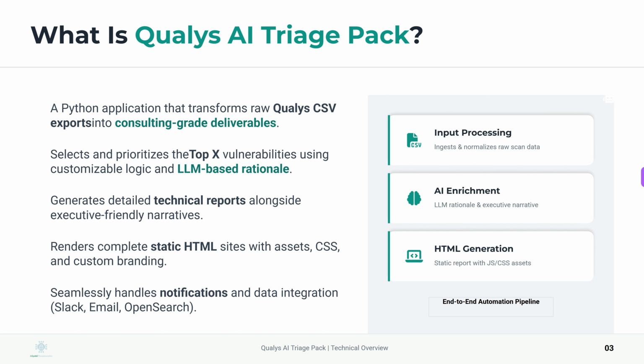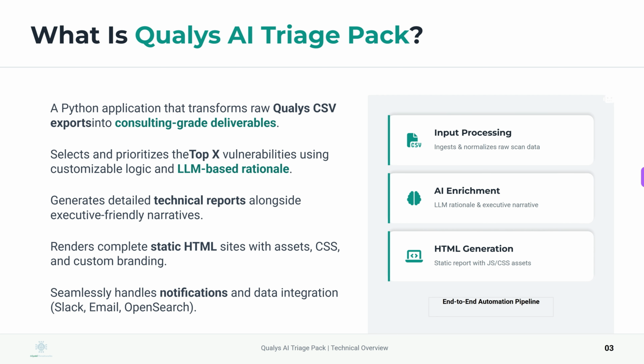Next comes the core triage logic. We select and prioritize the top X vulnerabilities. This is where we combine customizable deterministic scoring, your rules, weights, and governance logic, with LLM-based rationale. The important point is, the LLM isn't being used as a random severity generator. It's being used to produce a human-grade explanation for why an item is prioritized, and to convert technical signals into a narrative that is readable by both technical and executive audiences.